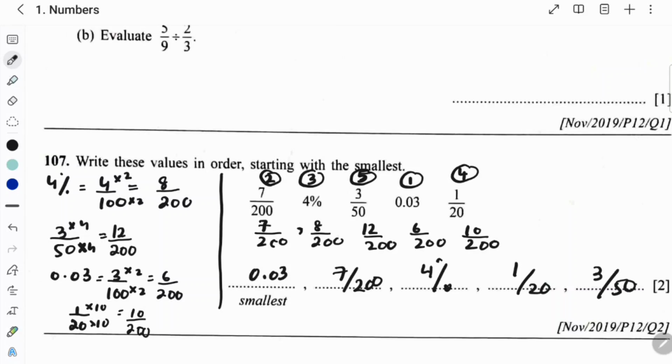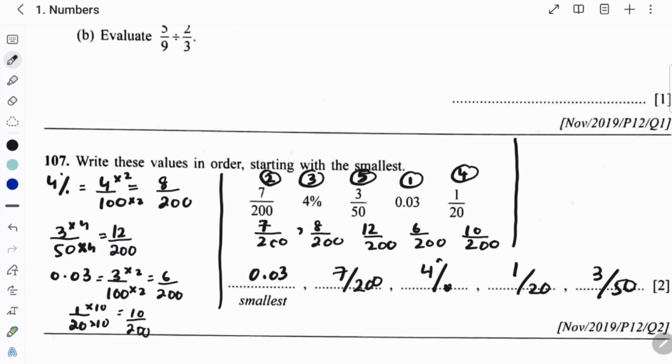In this question you can also change the fractions into decimals. You know that 1 upon 20 is 0.05, and 3 upon 50 is also easy. If you want, you can do it and write down the numbers as decimals.